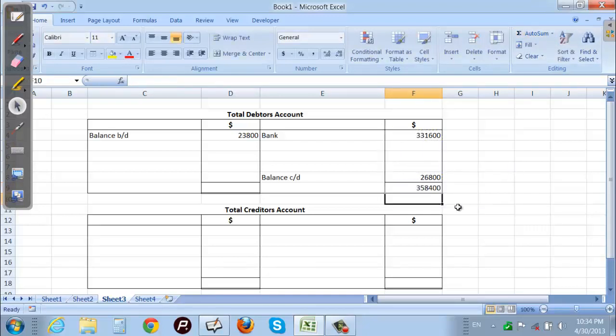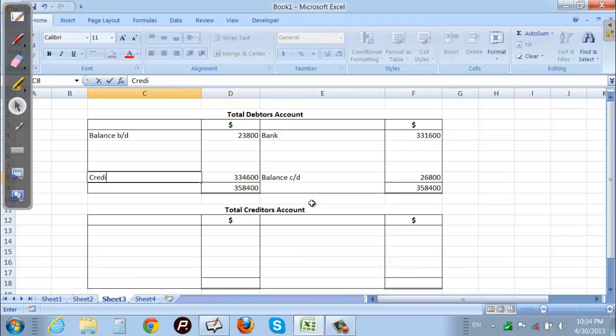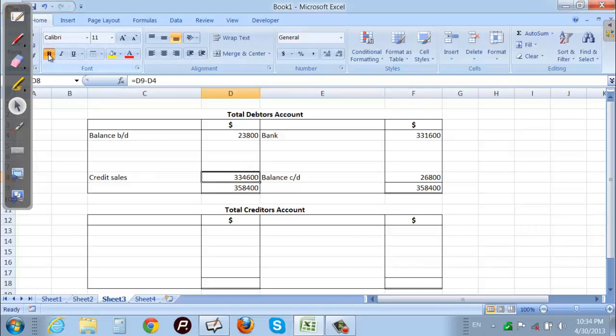First we will make the total of the credit side. Same total we will write here, $3,58,400. And from this total now I will subtract the total of the debit side. So let's see what difference will come. The difference is $3,34,600. This is actually credit sales. The amount of difference is the amount of credit sale.